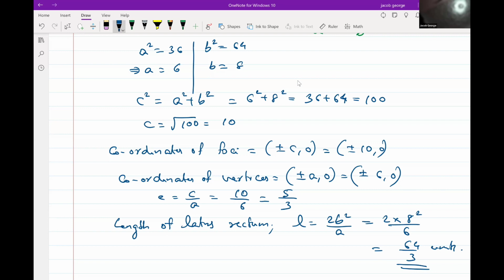So hope you all understood the basics and the first type of sums based on hyperbola. First type in the sense standard equations are given, to write the foci, vertices and all. The second type of sums, vertices and foci will be given, the other way around, to write the standard equation. So that we'll discuss next class.